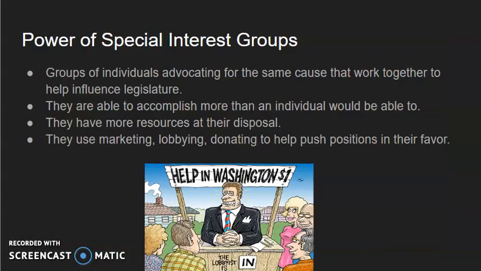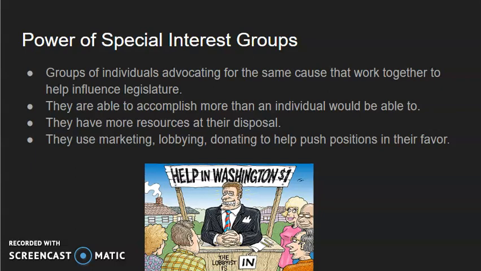So next is the power of special interest groups. So you may think to yourself that you're only one person, your voice isn't powerful enough to really affect change. Well, that's where special interest groups come in. Special interest groups are groups of individuals who are advocating for the same cause that work together to help influence legislature. So it's that old adage that we are more powerful as a group than we are individually.